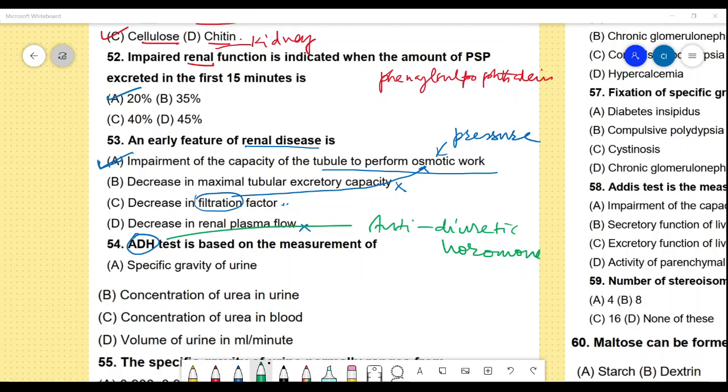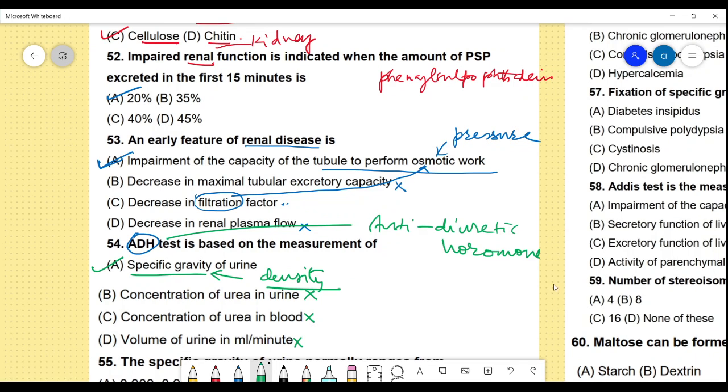Okay. So the antidiuretic test is specifically the specific gravity of the urine. This is the right answer there. It's not concentration of urea in urine, concentration of urea in blood, or volume of urine in ml. All these are tests, but here you can see that the specific gravity, it's slightly the density. The antidiuretic test is to be done by that. So the right answer is A.